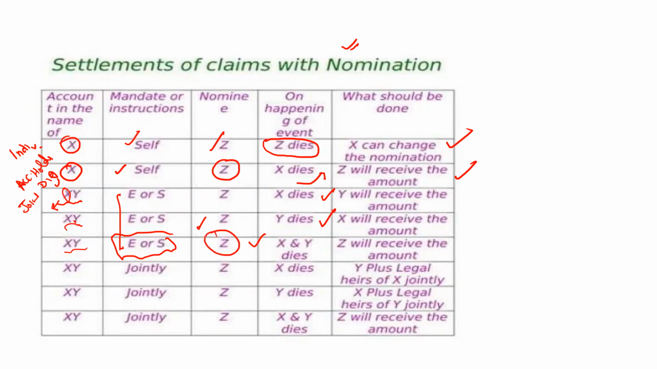So sometimes in the examination, there is a question: is there any procedure by which we can put two nominees in the account? Is there any way to put two nominees?